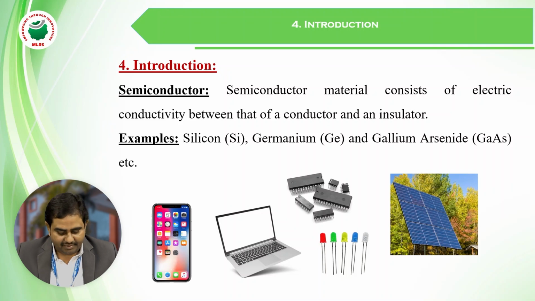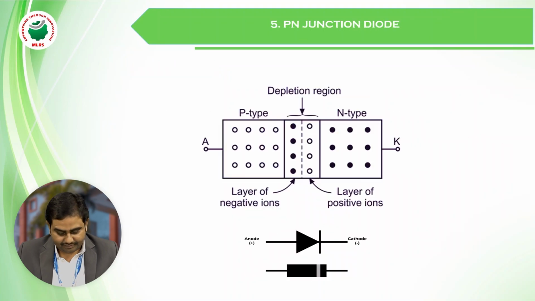Some examples of semiconductors are silicon, germanium and gallium arsenide. Mostly silicon and germanium are used for the manufacturing of PN junction diodes, and this third example, gallium arsenide, is used to manufacture the light emitting diode, or LED. Here I have placed some images like a mobile phone, laptop, LEDs, integrated circuit, solar panel, etc. In these devices, we use different semiconductor materials. Those are the applications.